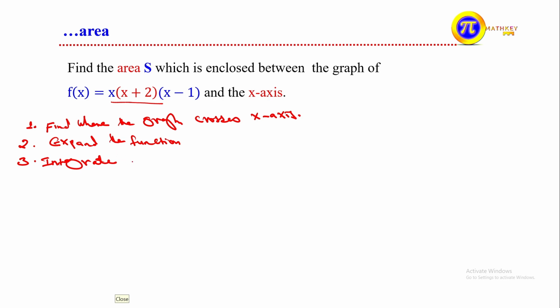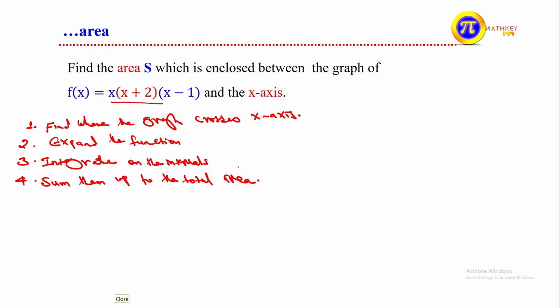Integrate on the intervals. The fourth thing we must do is sum up the total area. Sum them up to get the total area. So we must follow these steps.